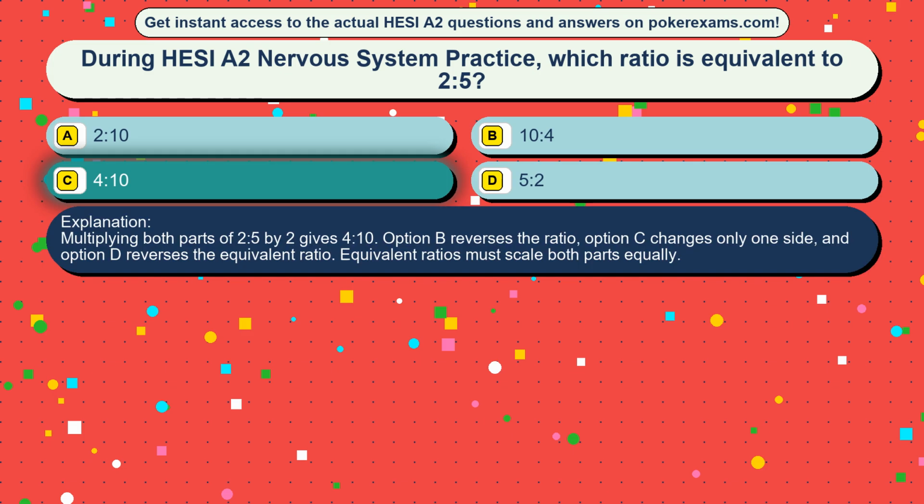Multiplying both parts of 2:5 by 2 gives 4:10. Option B reverses the ratio, option A changes only one side, and option D reverses the equivalent ratio. Equivalent ratios must scale both parts equally.